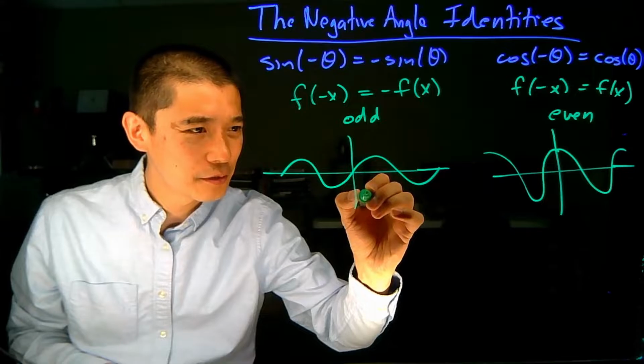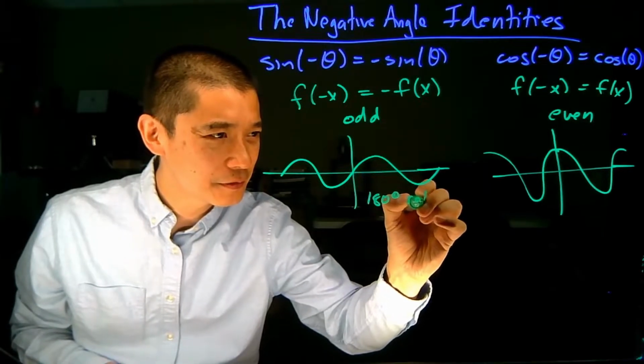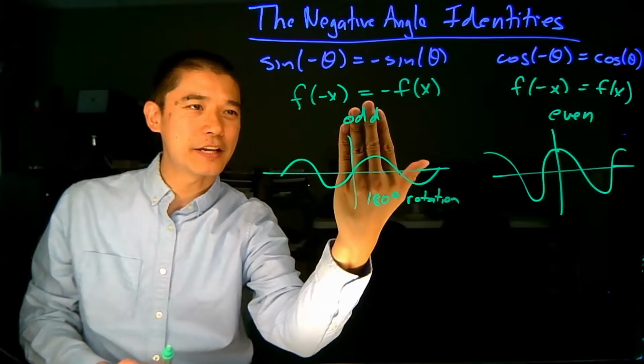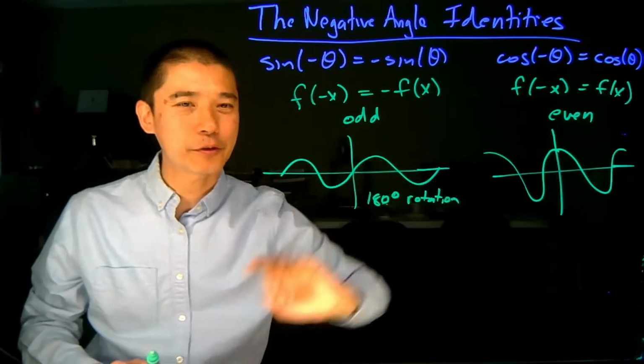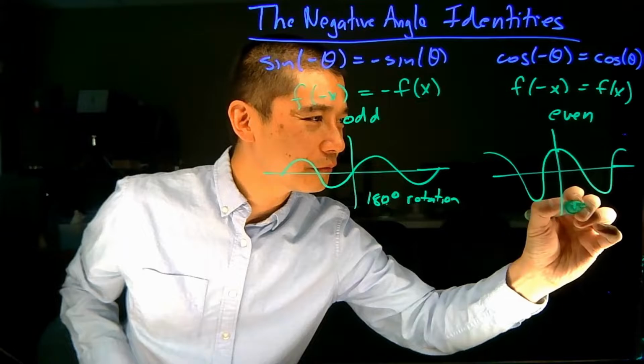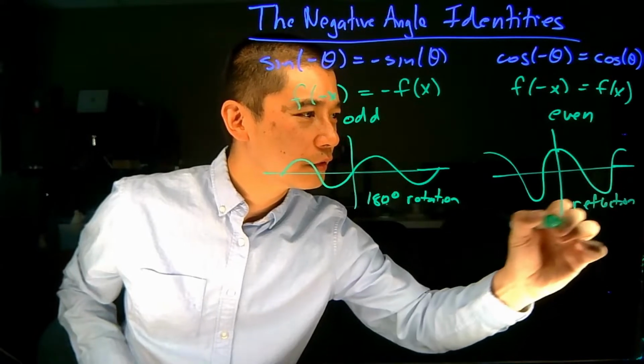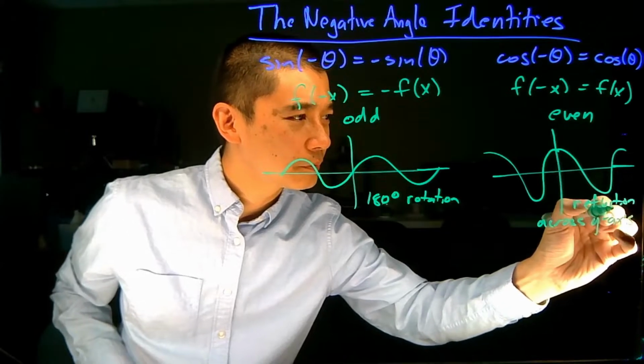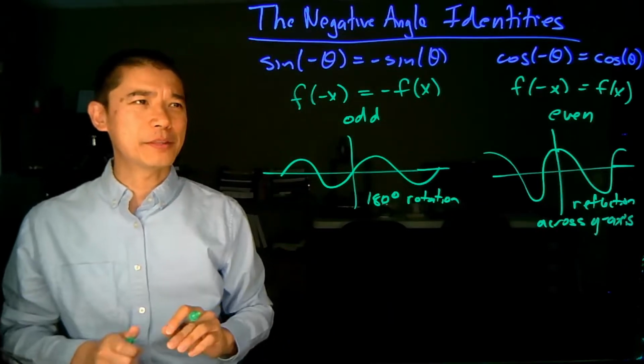So this is 180 degree rotation. By the way, this 180 degree rotation can also be seen as a horizontal followed by a vertical reflection. And this is reflection across the y-axis. And so this is one way to think about these properties.